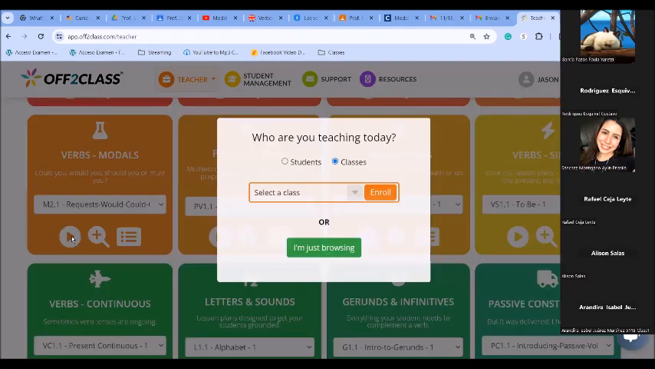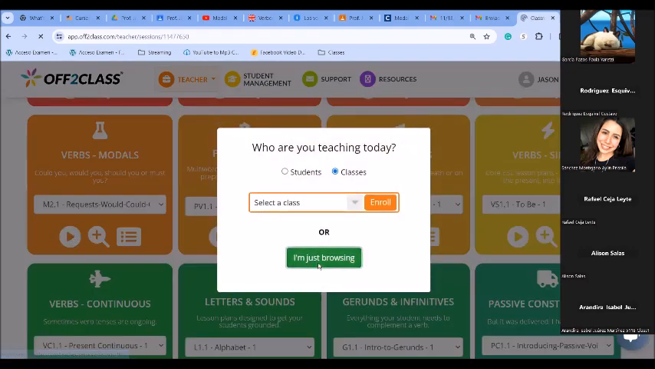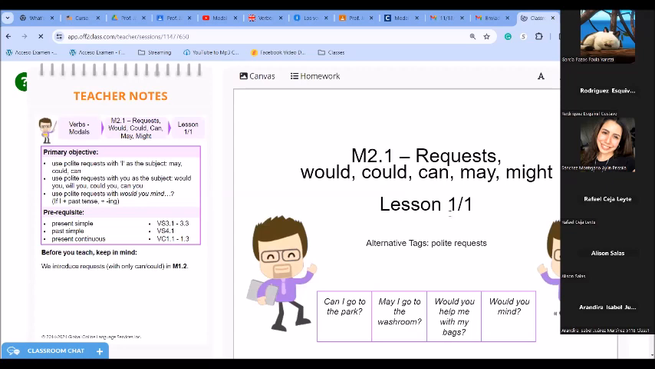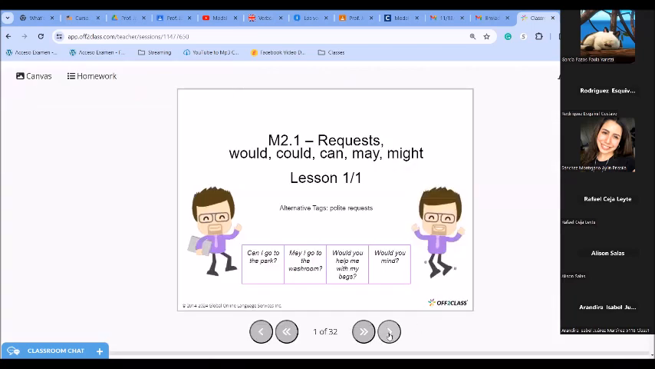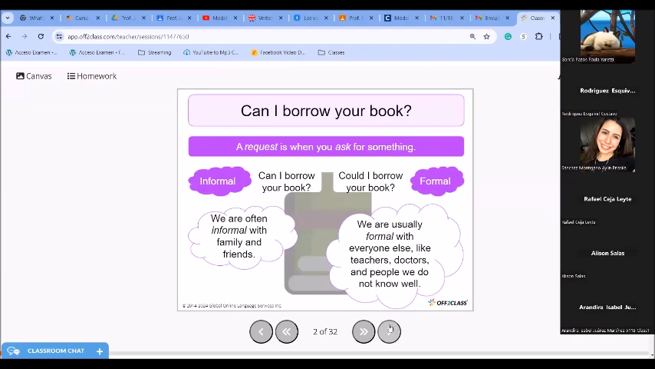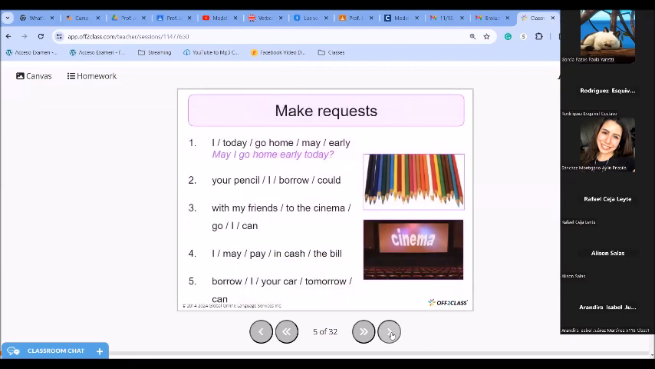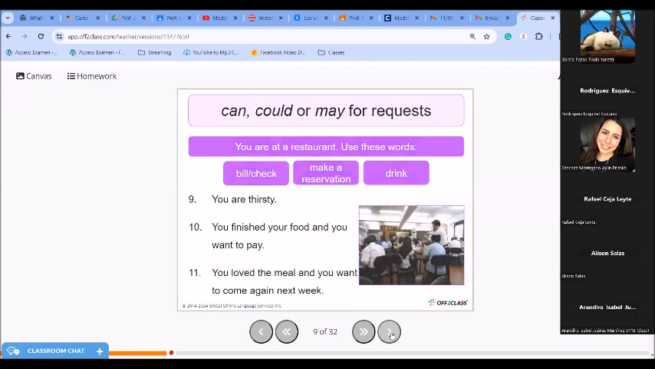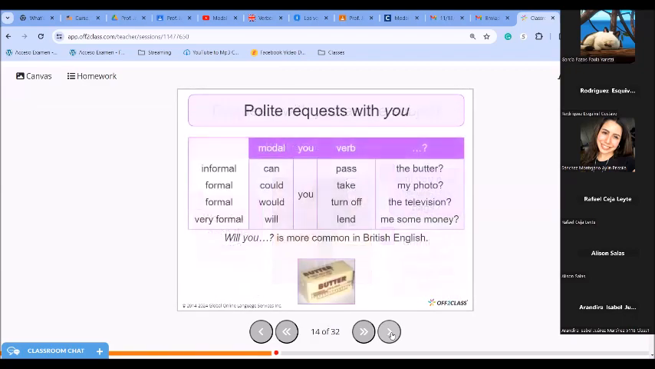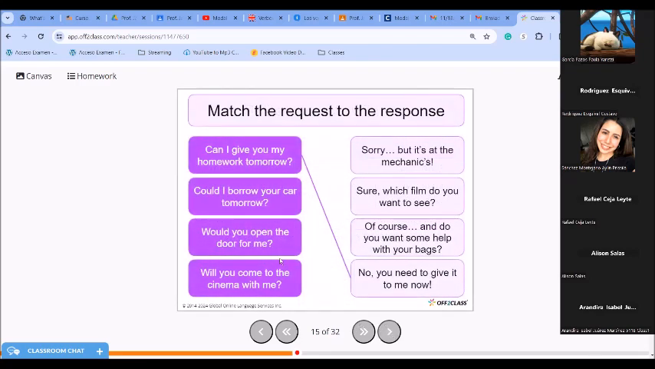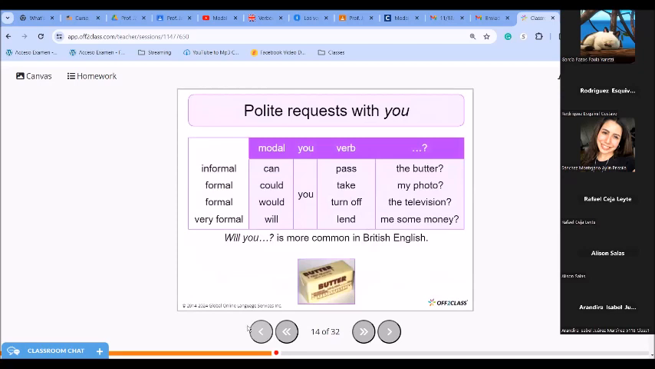And let's browse quickly. Let's look at some of the forms. I'm going to jump all the way down to would. We saw might the last time, but this time we want to practice would. All right, so that's the first time you see it appear. Formal, polite request. All right, so let's start here.